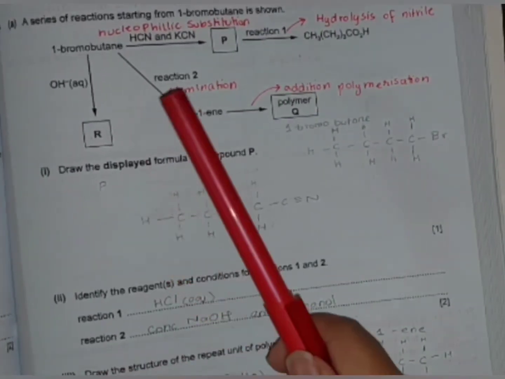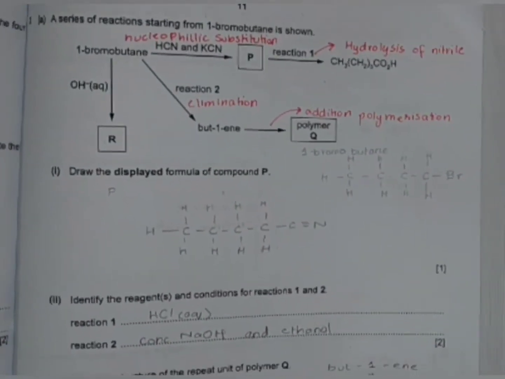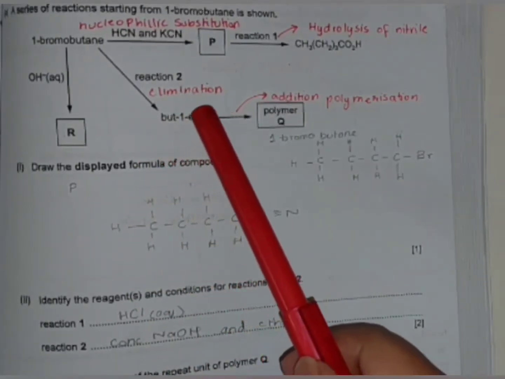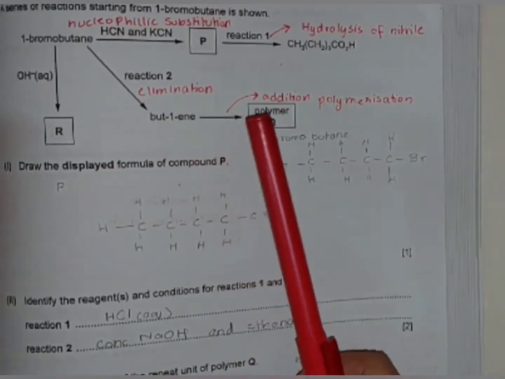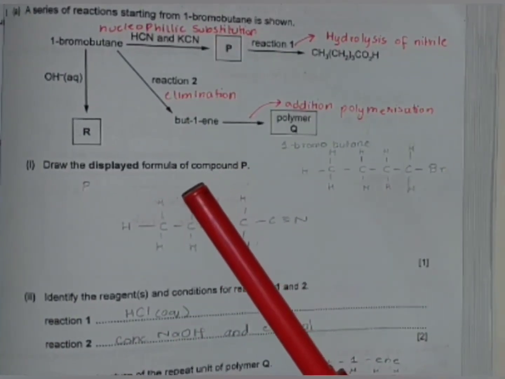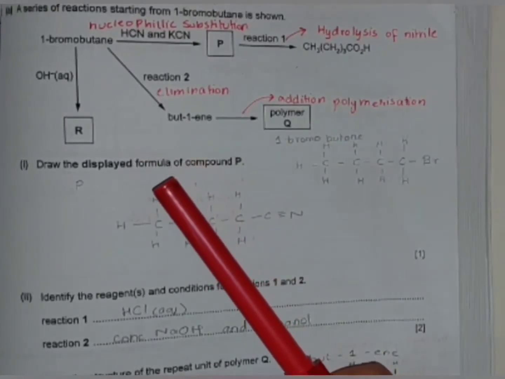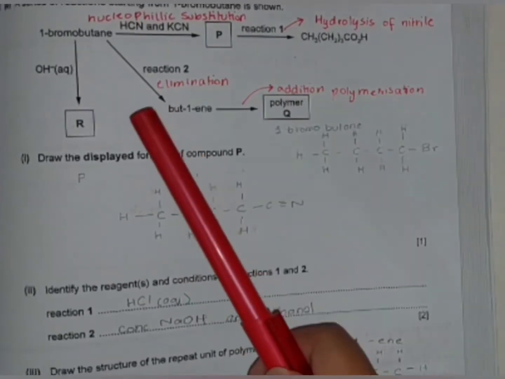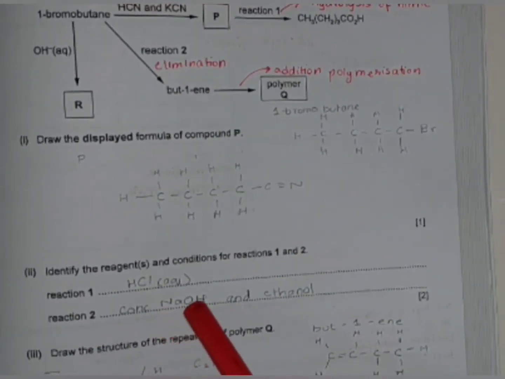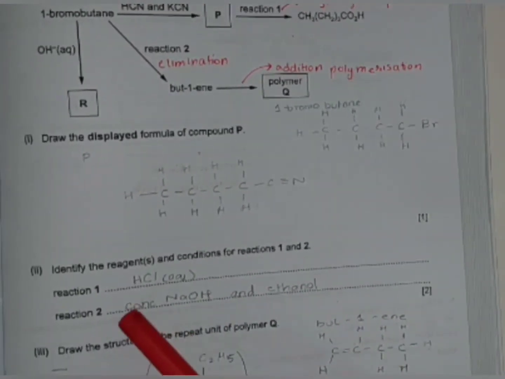Reaction 2 is clearly an elimination reaction. Haloalkanes go under elimination reactions to form alkenes. What happens is that the halogen is removed from the carbon atom and from the adjacent carbon atom, a hydrogen atom is removed, and the double bond is made between the two carbon atoms, and hence an alkene is formed. So the conditions would be concentrated NaOH and ethanol, or you can write ethanolic NaOH, but make sure to write concentrated.